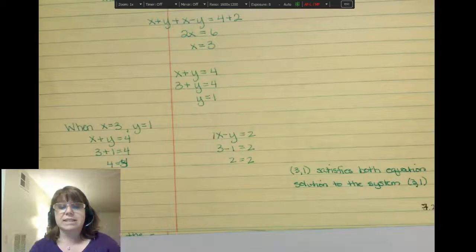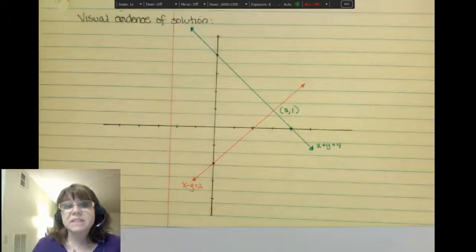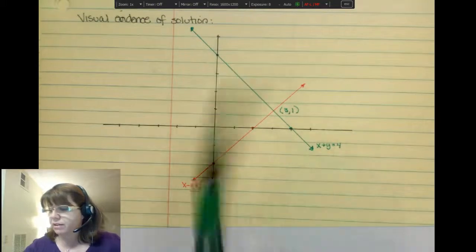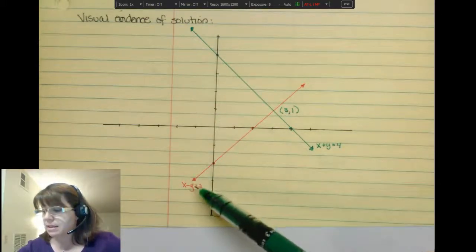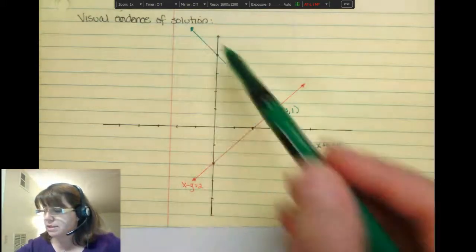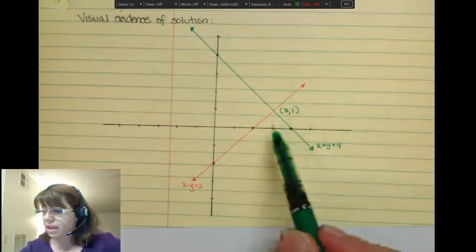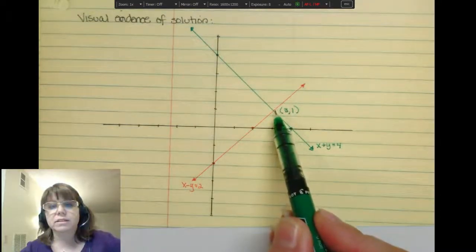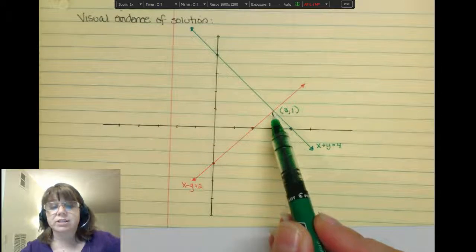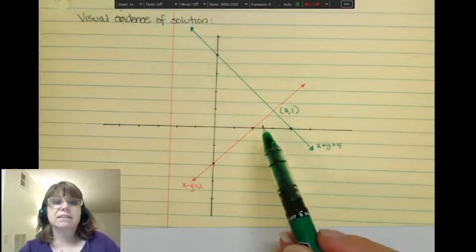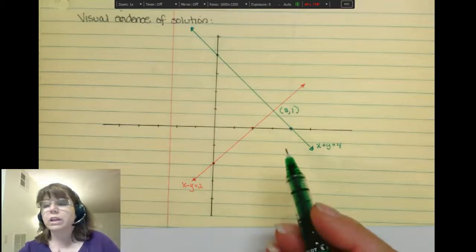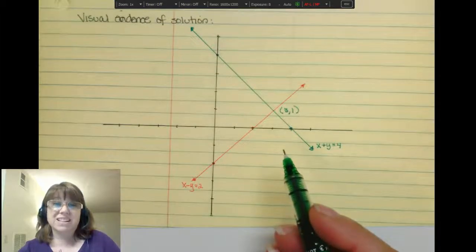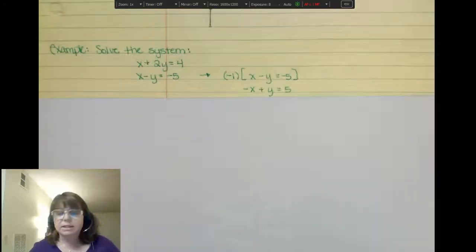it satisfies the system. If you want to see visual evidence, here's the graph of it. So I have x minus y equals 2, x plus y equals 4, and they cross right at 3, 1. That is the point of intersection. It's not always bad to see the visual evidence to support the math part of it, but it's not always necessary. Let's use our elimination method again to solve another system of equations.